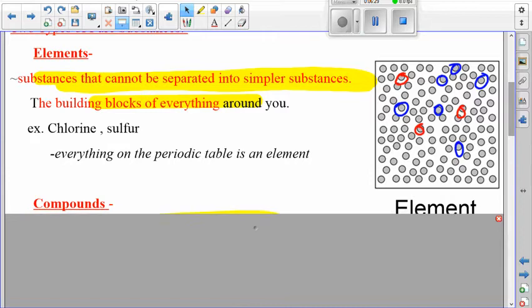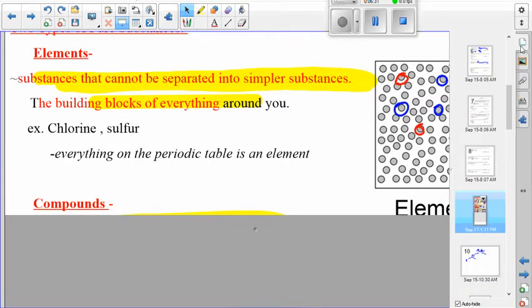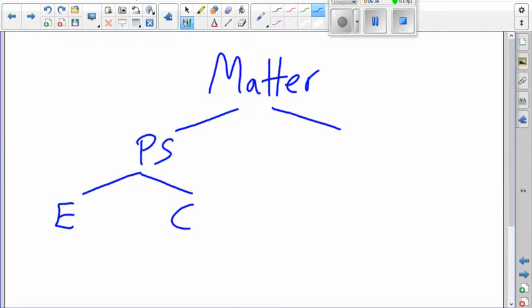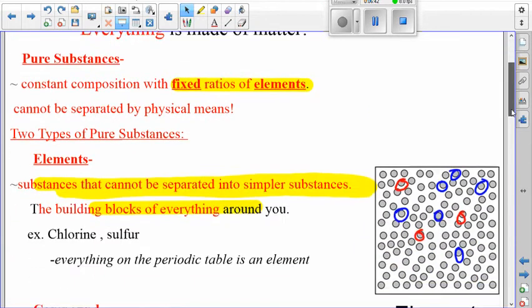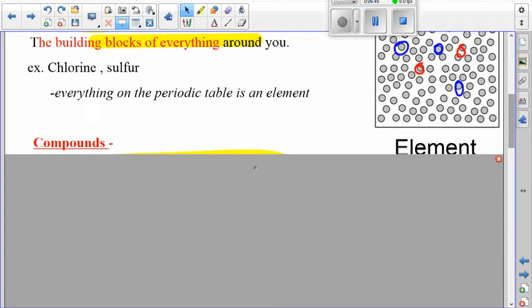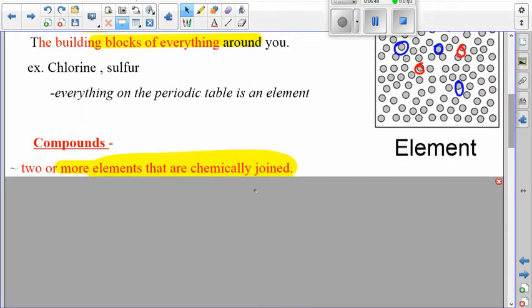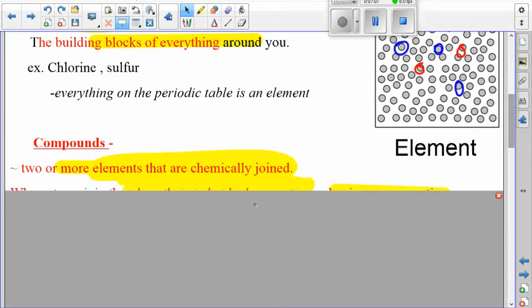Now, we also have compounds, and I'll come back to this in a moment. Going back to my tree, pure substances are either an element or a compound. An element or a compound. So a compound is similar to an element. It's just at least two of them. So when you take two elements and you stick them together chemically, now you've got a compound. So two elements, two little atoms stuck to each other, that's a compound. Or at least two of them, I should say.